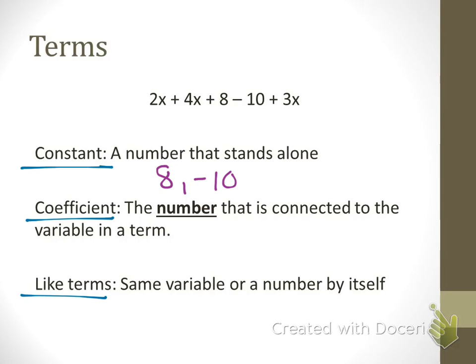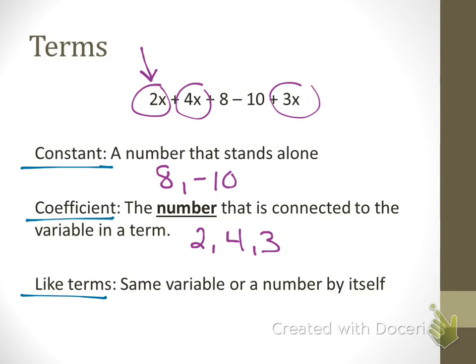Now, a coefficient is a number that is connected to the variable within a term. So I have to look for terms that have variables. Do you agree that all three of these have variables? Yes. Now, the coefficient is the number part of it. Okay, only the number part. So I need to look, is it positive or negative? And then I write it down. Well, all of these are positive, so I would write 2, 4, and 3. Those are my coefficients. It's the number part of a term that has a variable.